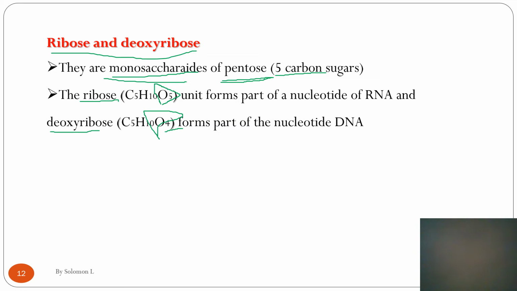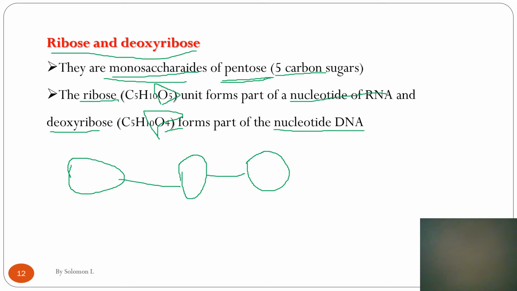Their main function is that they are parts of nucleic acids or genetic materials. For example, ribose is part of the nucleotides of RNA, whereas deoxyribose is part of the nucleotides of DNA. DNA and RNA are genetic materials or nucleic acids which are made up of nucleotides. Or you can say that nucleotides are the monomeric units for DNA and RNA. Each nucleotide, for RNA or for DNA, is made up of 3 different molecules. The first molecule is phosphate, the other is sugar, and the third one is a nitrogenous base.